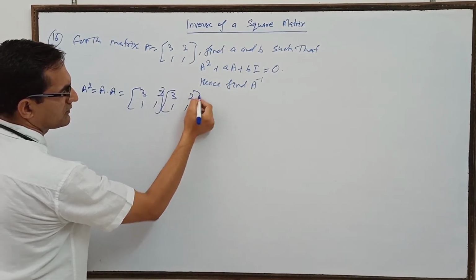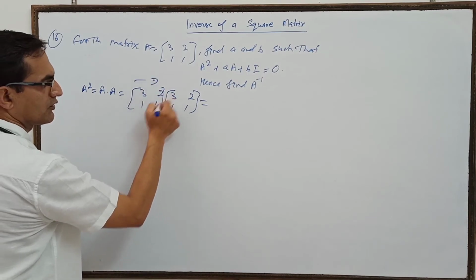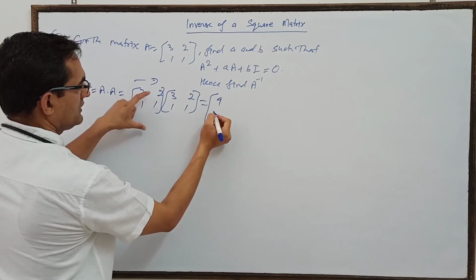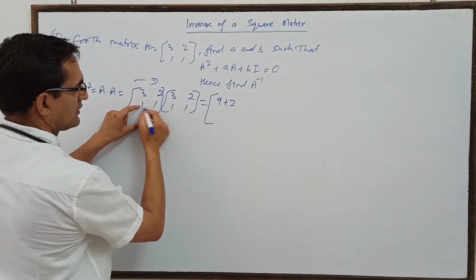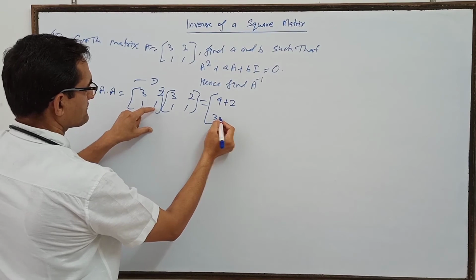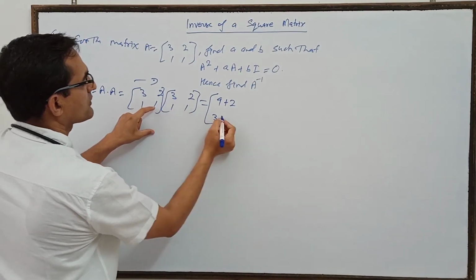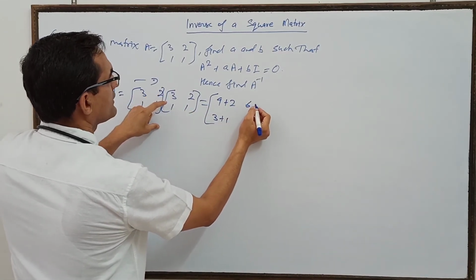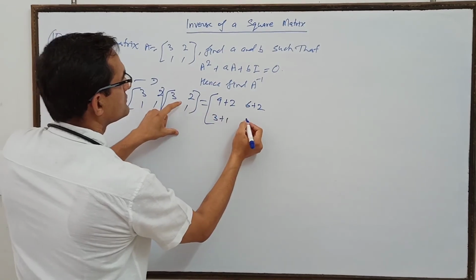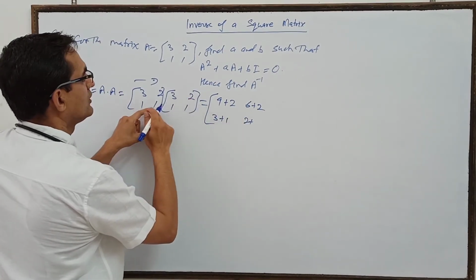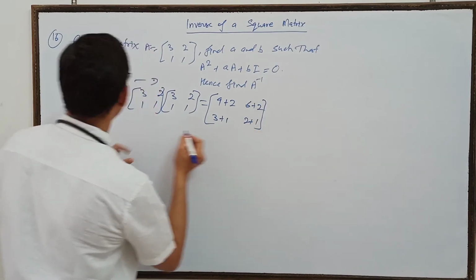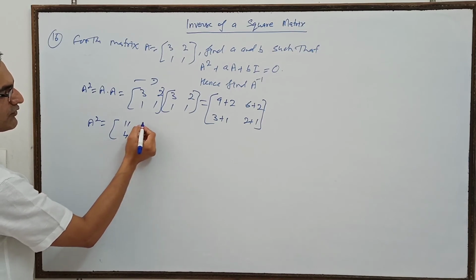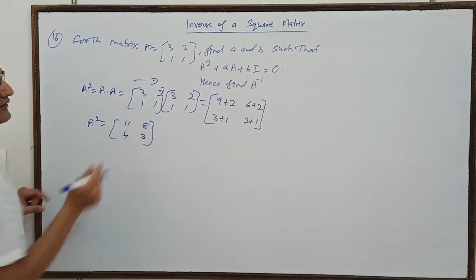3, 2, 1, 1. Multiply them, row by column. Row by column multiplication. 3 into 3 is 9, plus 2 for this one. Row by column, so 3 into 1 is 3, plus 1. For this row and this column, 6 plus 2 for this one, 2 plus 2 into 2. So A square is equal to 9 plus 2, 11, 4, 8, 3. We have got the value of A square.